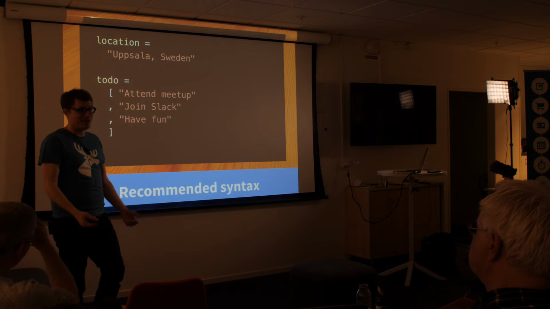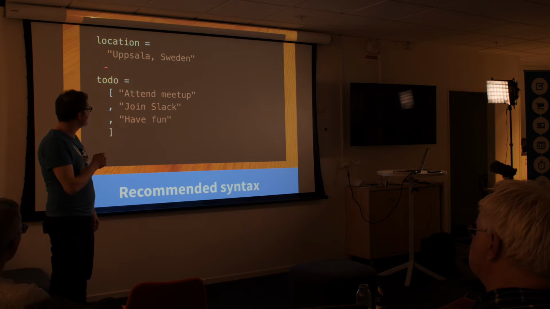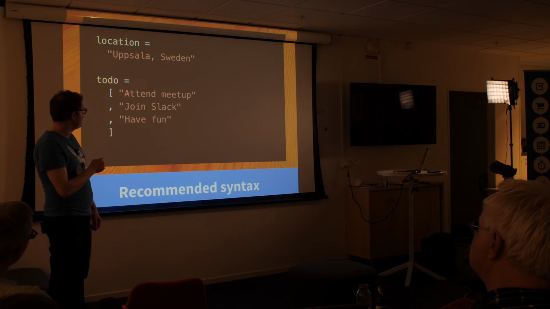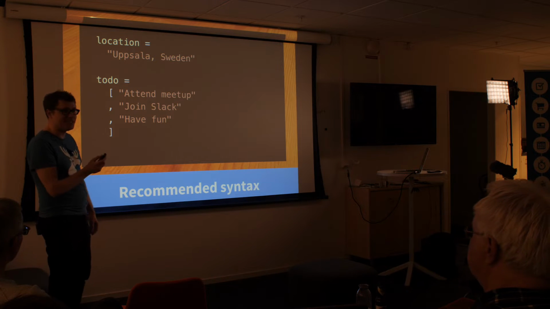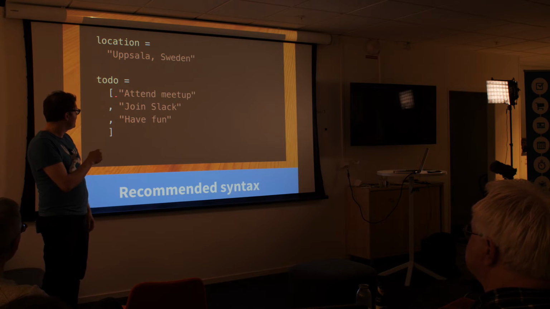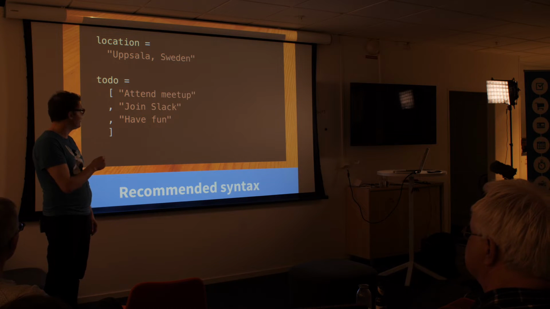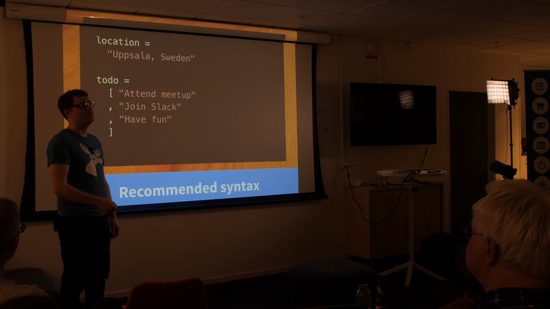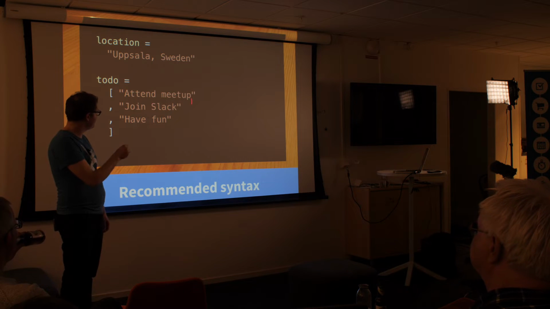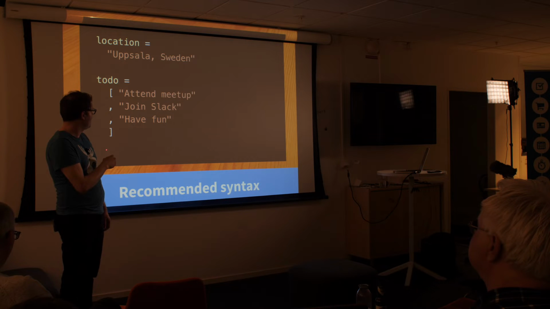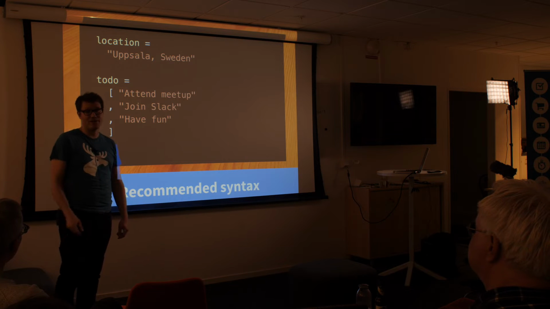So basically everything in Elm is a function. Here is a function returning a list with 3 fun stuff to do. Attend meetup, join Slack, have fun. And as you can see here, the commas are put not at the end of the line, but in the beginning of the line. This is also recommended Elm syntax. And why is that? It's to have clean diffs. So when you're adding a new line here, you don't need to change another line with a comma, or add a comma, or remove a comma. So the diff, if you add another thing like talk to people, it will be a comma, talk to people, and the diff will be very clean.